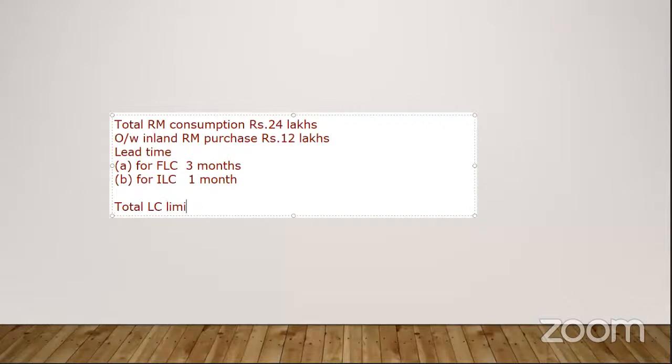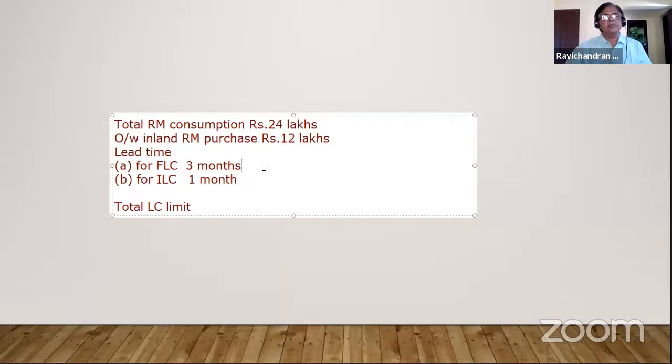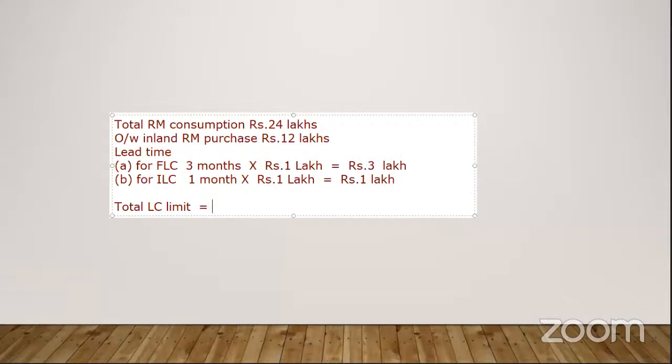Sir, foreign is three. Three, first one is three. Total is four, sir. First one, simple. 12 lakhs is under inland raw material purchase, 12 lakhs under foreign raw material, is it not? So per month consumption in each category is 1 lakh. That means for FLC, 3 months is the total period taken. The monthly purchase is rupees 1 lakh, so you multiply with 3 and you get rupees 3 lakhs. And for ILC, in the same way, monthly consumption is 1 lakh. Here it is 1 lakh. So the total limit is 4 lakh. 4 lakh.